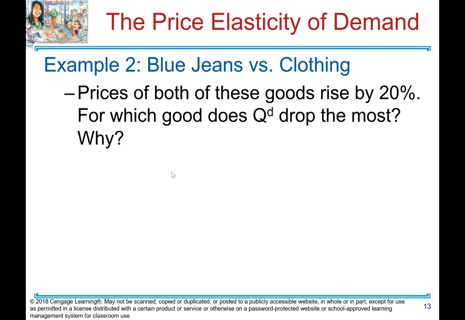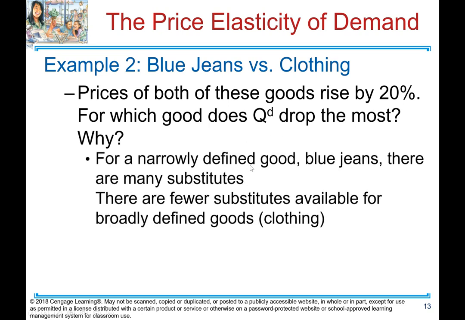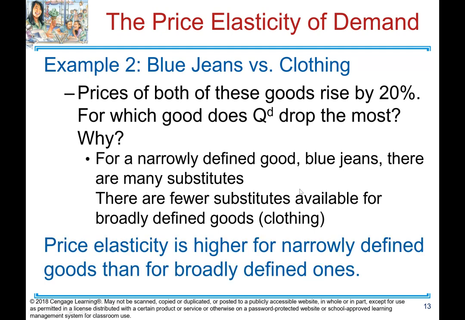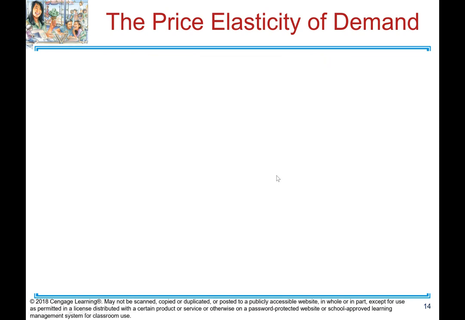Example 2, blue jeans versus clothing. Prices of both of these goods rise by 20%. For which good does quantity demanded drop the most, and why? For a narrowly defined good like blue jeans, there are many substitutes. There are fewer substitutes available for broadly defined goods like clothing. Price elasticity, therefore, is higher for narrowly defined goods than for broadly defined goods.